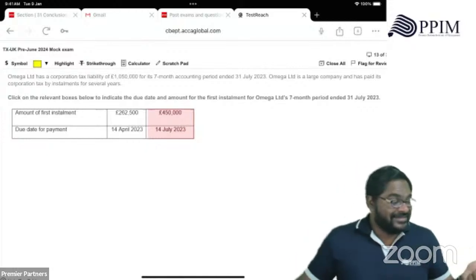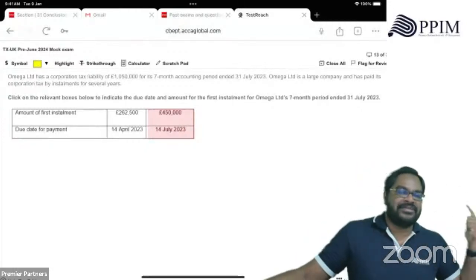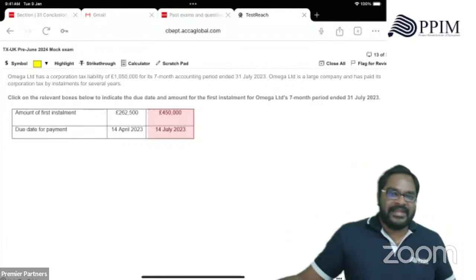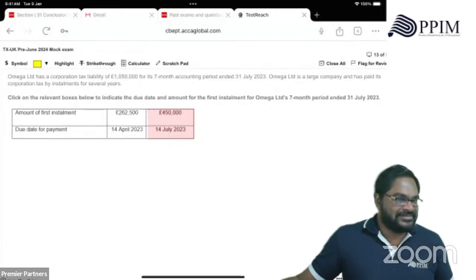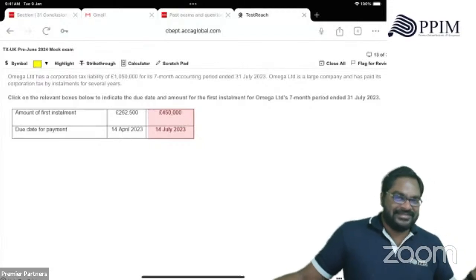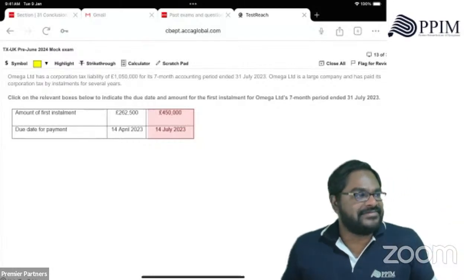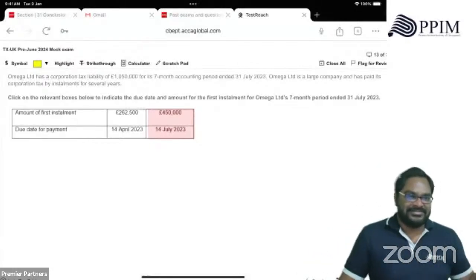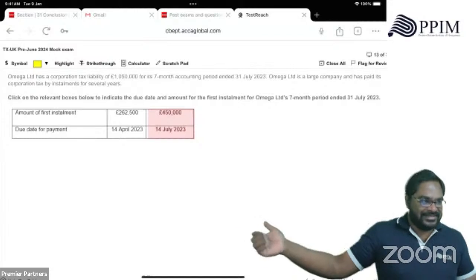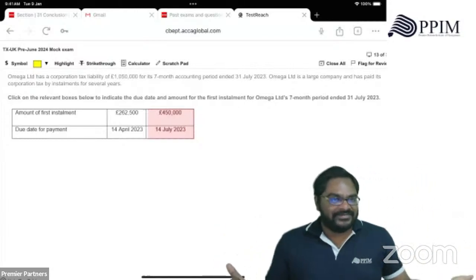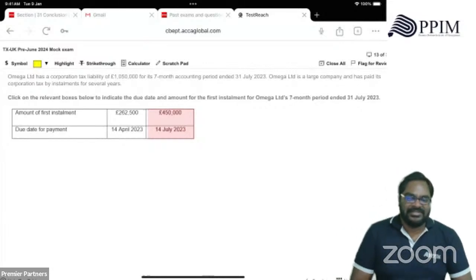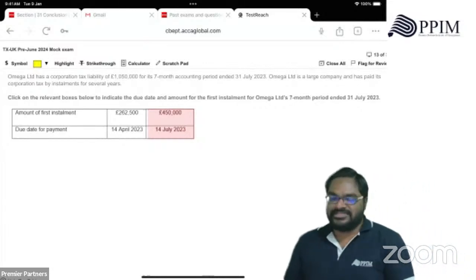But here the problem is it's not a 12-month period. If I just divide by 4, that is not giving me the quarterly payment. It doesn't make any sense if I just divide by 4 in this case. So what should I do to figure out for 3 months? Divide by 7 into 3. Agree? So 1050 divided by 7 into 3 means 450. So the answer would be 450,000 pounds as the installment payment, and the due date would be 14th July 2023.